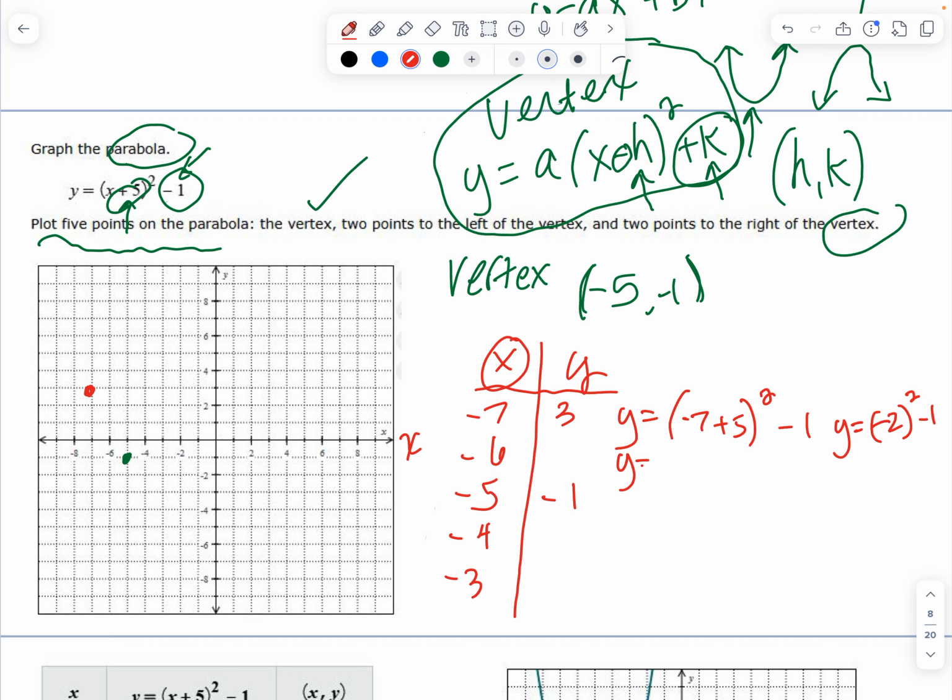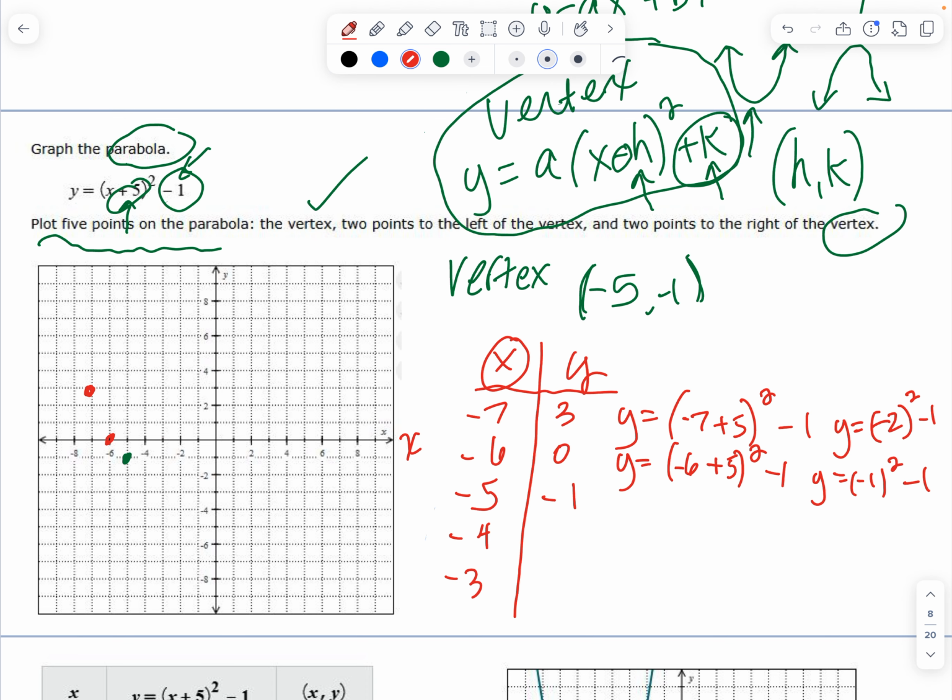All right, let's try -6. So y equals, we're going to pop in -6 for x, plus 5 squared minus 1. So y is equal to -6 plus 5 is -1 squared minus 1. Well, -1 squared is 1, and 1 minus 1 is 0. So there's another point. So -1, 2, 3, 4, 5, 6, and 0. All right, this is starting to look like a parabola.